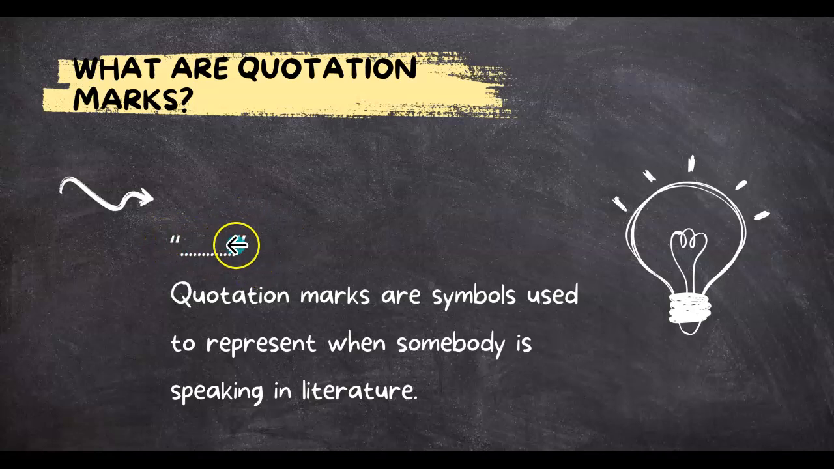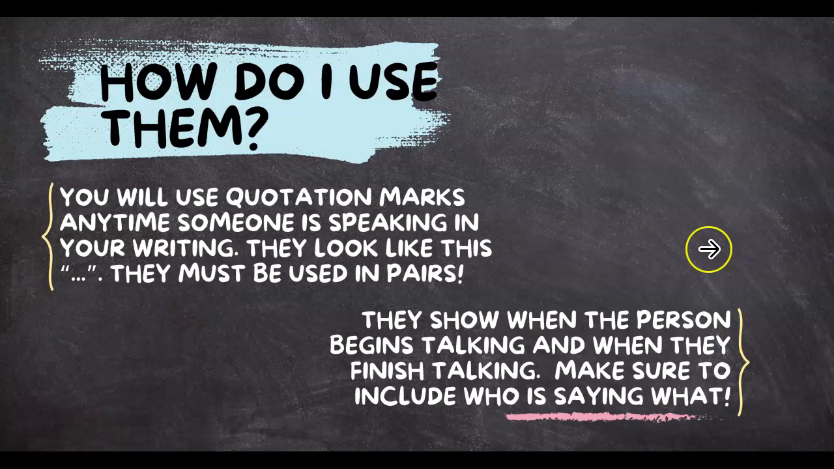These are used in pairs, which I will explain a little bit more in a minute, but once you have one at the beginning, you need to have one at the end as well. And these represent when somebody is talking. So how do I use them? You will use quotation marks anytime someone is speaking and you're writing.